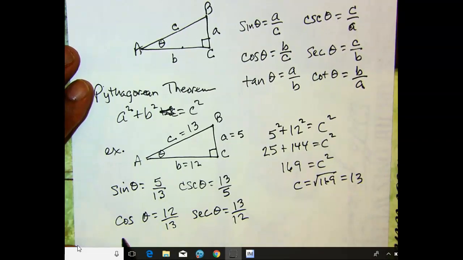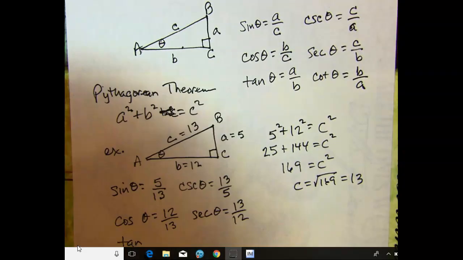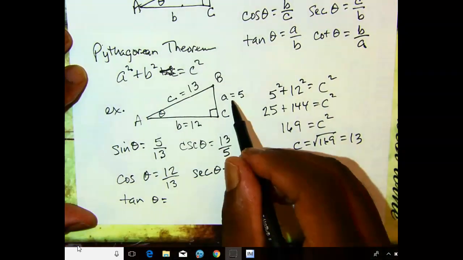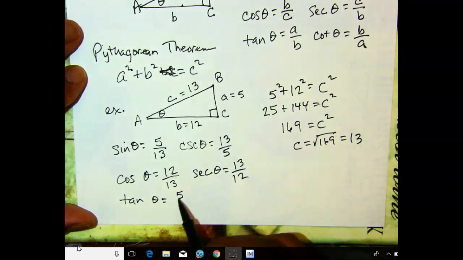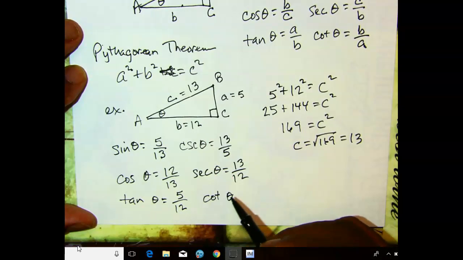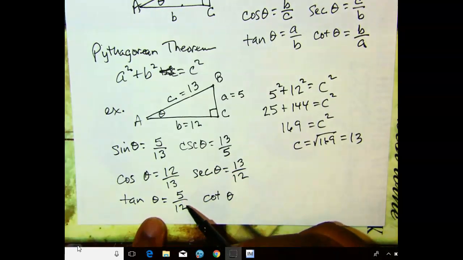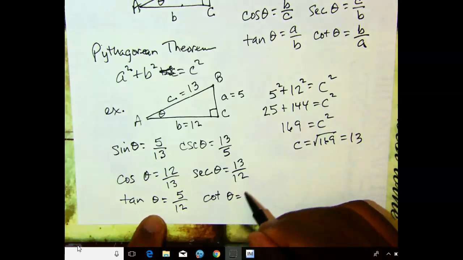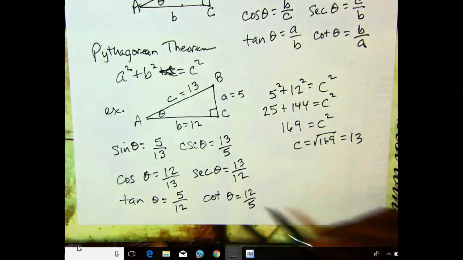Our tangent of angle theta is opposite divided by adjacent. So that's 5 divided by 12. And our cotangent of angle theta is the reciprocal of tangent. So that's going to be adjacent divided by opposite, which is 12 divided by 5.